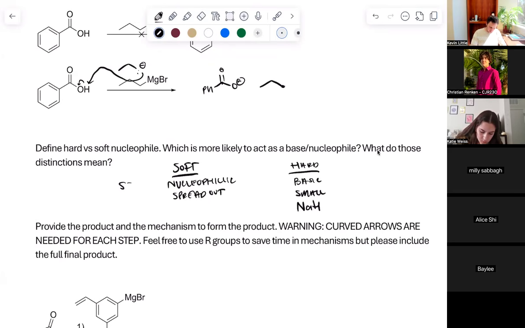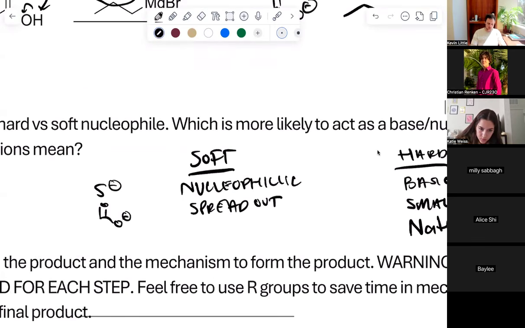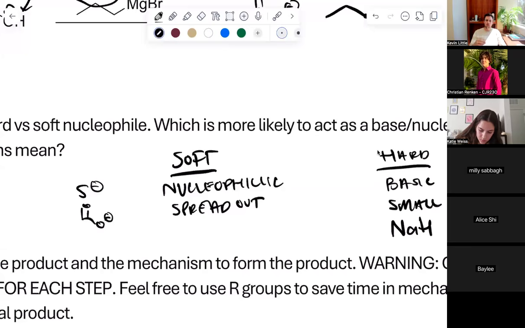So you see things like S minus and this. These are considered soft nucleophiles. If you think back to Orgo 1, these are things where the charge is spread out either over a large atom or over resonance, right? Another one is copper lithiates. Because copper is such a big metal, it kind of helps spread out that charge. LAH, again, aluminum is a big spread out charge, so it's going to be more nucleophilic.